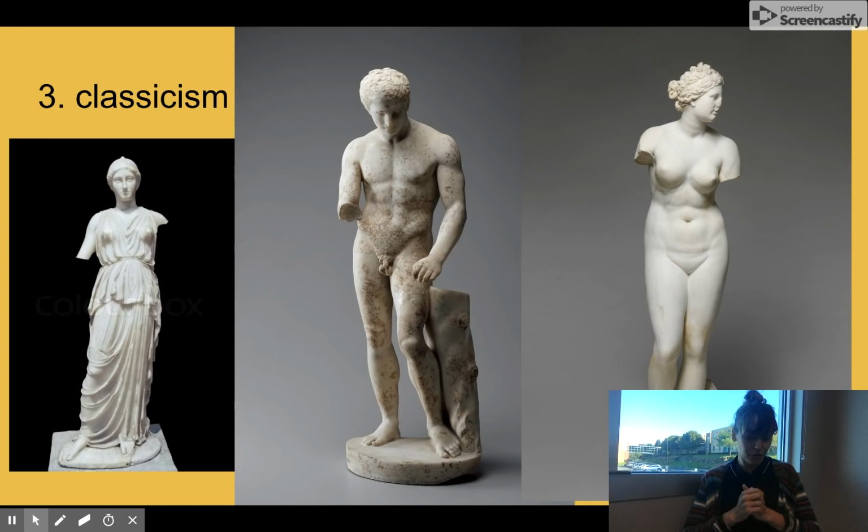Now the third one is Classicism. So when you hear Classicism, think of ancient Greece, think of ancient Rome. All 3 of these statues are from ancient Greece and Rome. They're Greco-Roman. They're not from the Renaissance. But I want to show you the before.